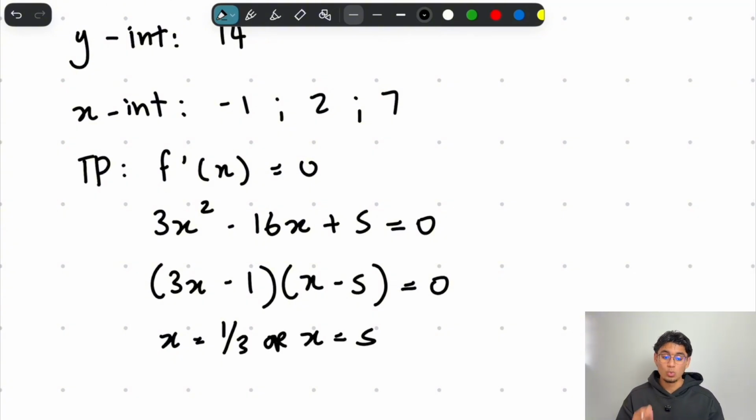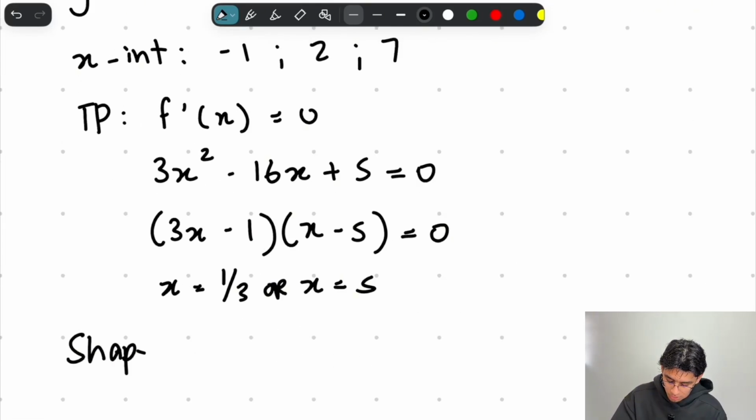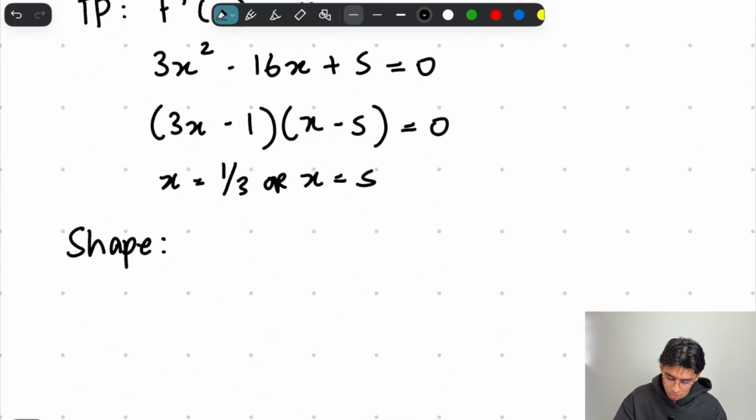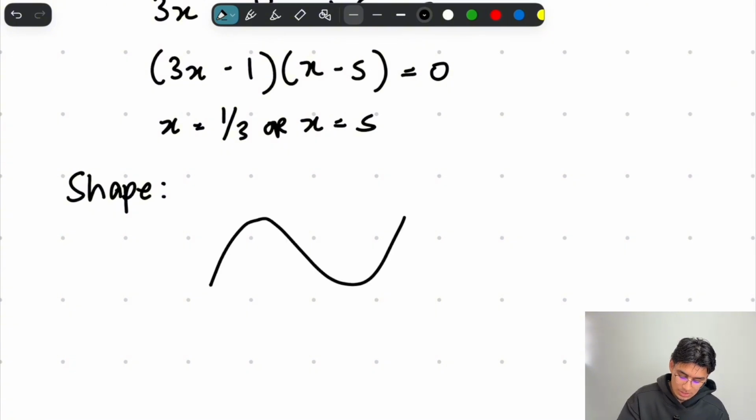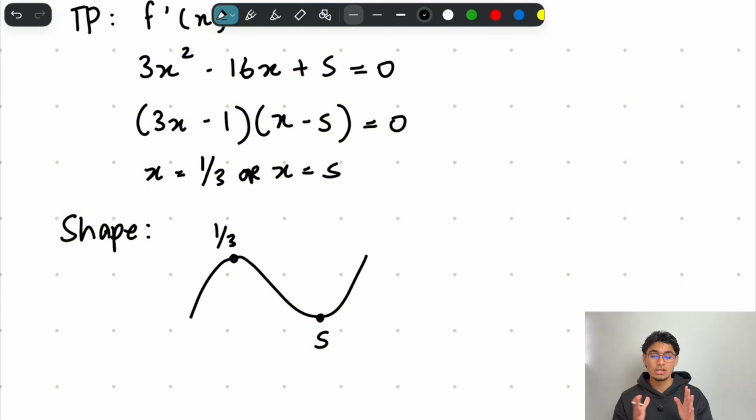Now you need to know which of these is the max and which is the min. We know the shape of the graph. Because it's a positive graph, the shape is going to look like this, meaning that a third, which comes before 5, is the max, and 5 is going to be the min. It's not necessary to find the y coordinates. Usually, if they do ask it, you just sub your turning point values into your original function. But in a drawing question, they usually just ask you to label the x-intercepts.